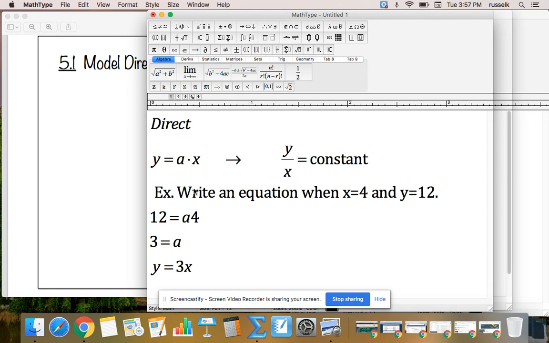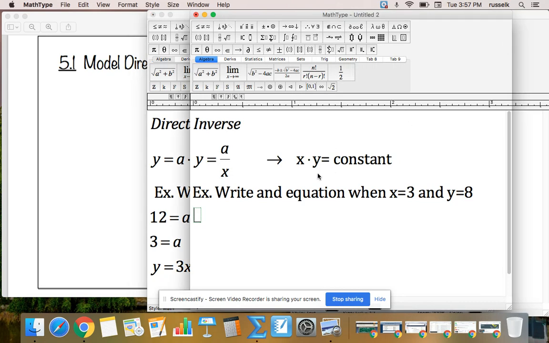Eventually, they're going to also give you a table and ask you, is it direct? Is it inverse? And the way you can tell if it's direct is if we would get a by itself, we would have to divide by x. So if you take the table and divide the y by x, and you get the same thing every time, that's how you know it's direct.